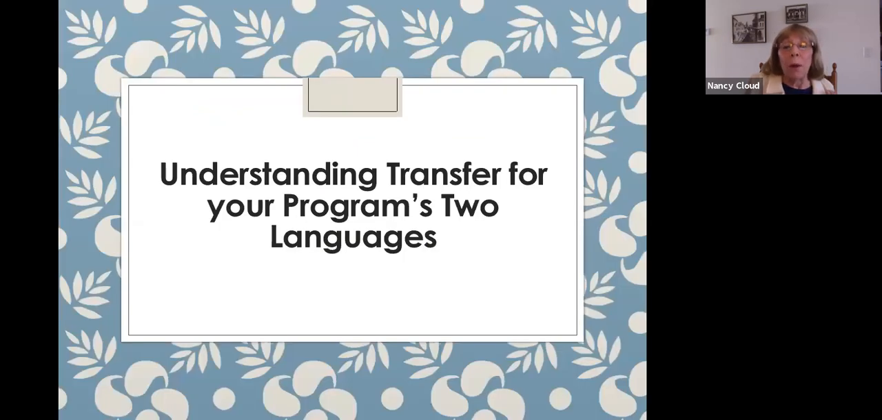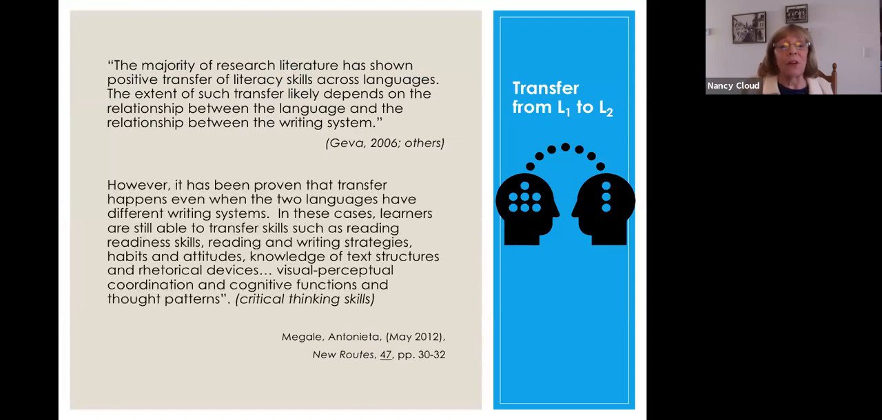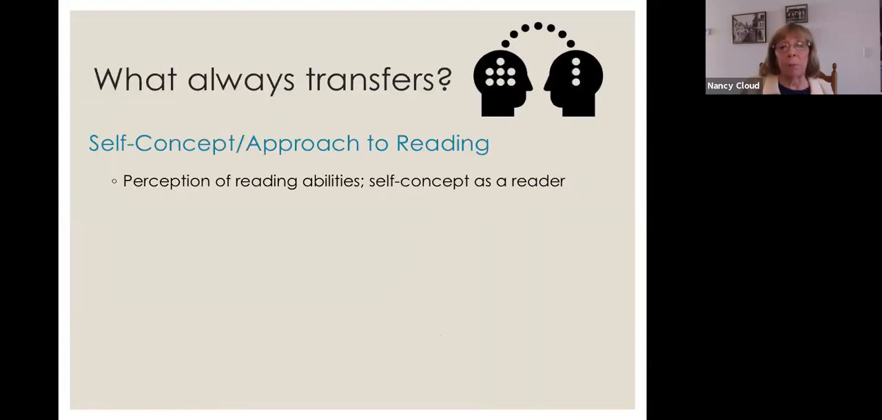We want you to understand transfer for your program's two languages, because we know that there's positive transfer of literacy skills across your two languages, even when the writing system is different. It happens even when they have very different writing systems like Chinese and Arabic. And there are lots of other things that will transfer once they are readers. We want to unpack that.